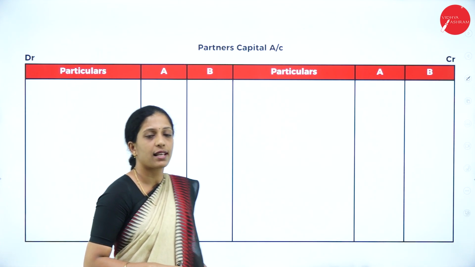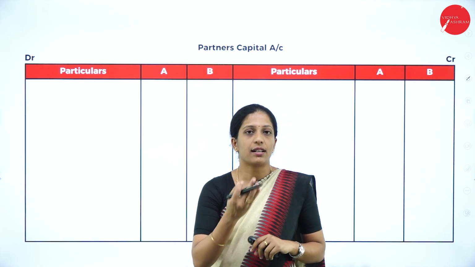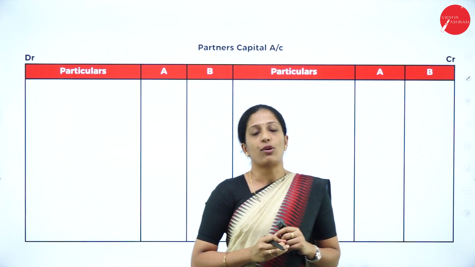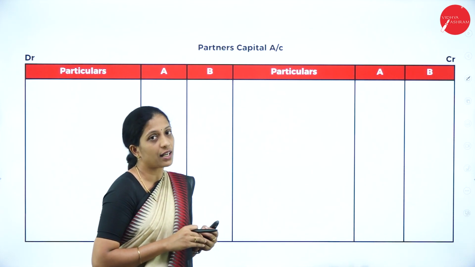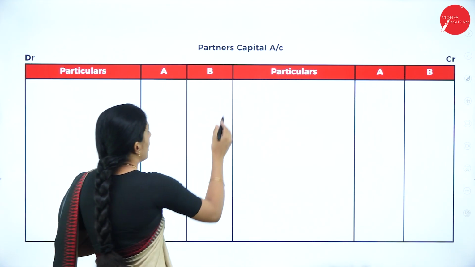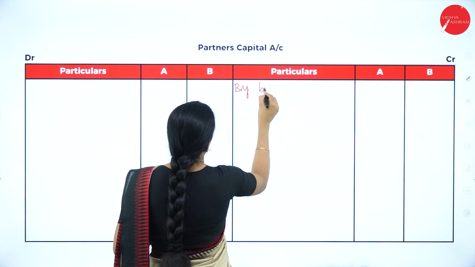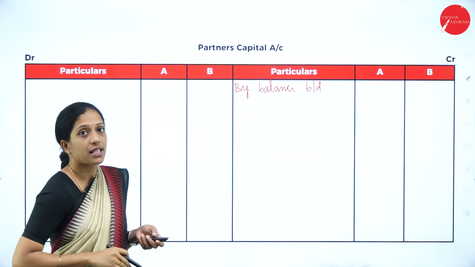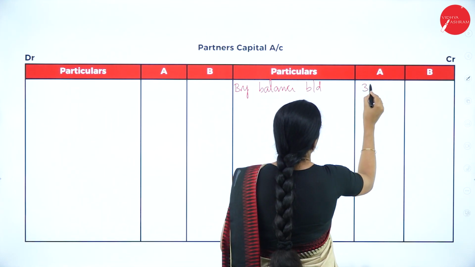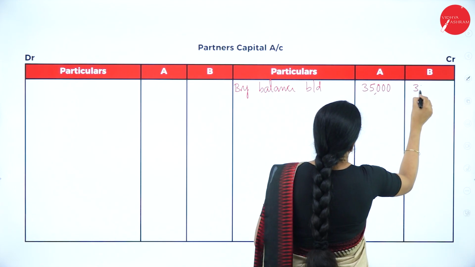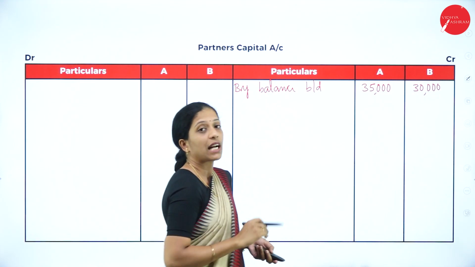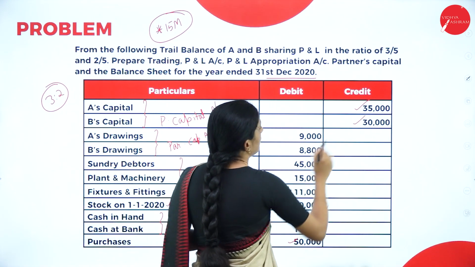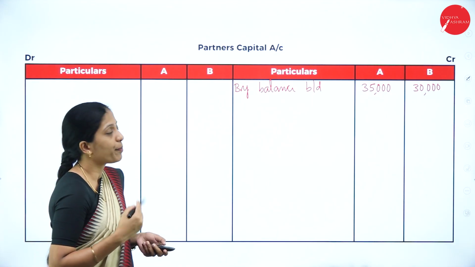Now we shall start with your partners capital account. As usual, your format is the same. You will be having debit as well as credit side. Under debit side, particulars, and you will draw a column for each partner A and B. In the credit side also, particulars and columns for each partner A and B. Now how to begin? We will transfer the capital. So how to write? By balance brought down. Now what was the capital of the partners? We have seen it in the trial balance, not the balance sheet. So if you see here, the capital is 35,000 and 30,000.